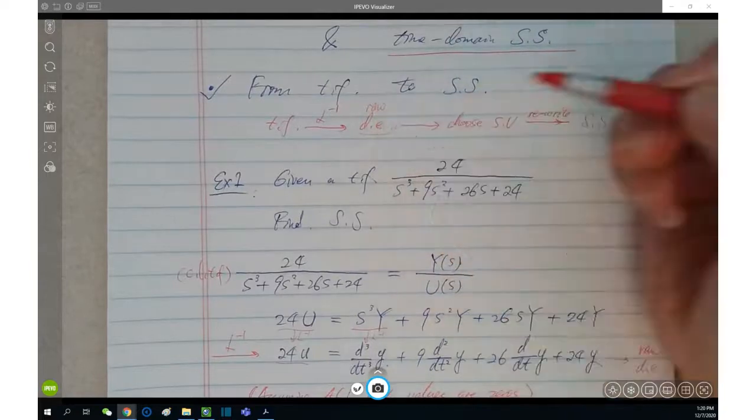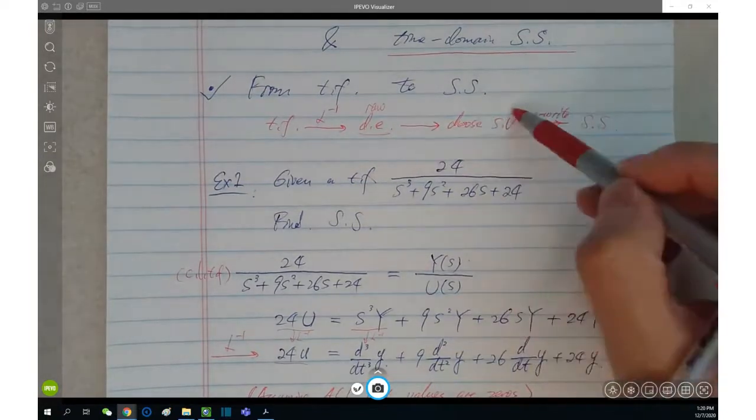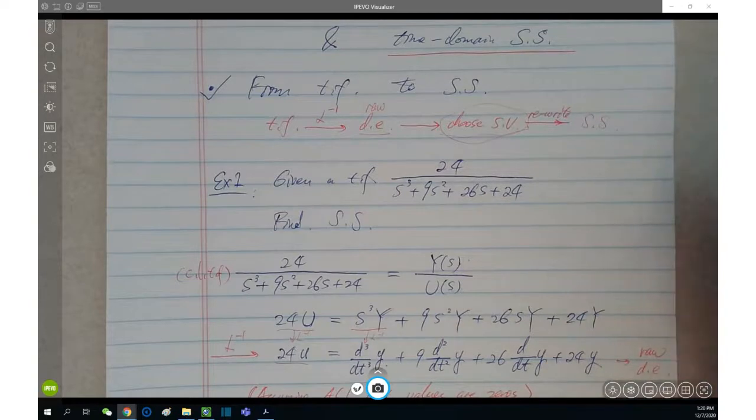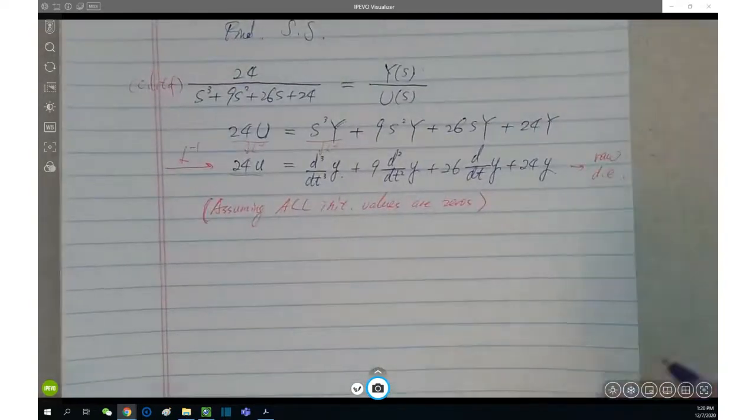And from now on, it's the new thing you need to learn: how to choose the state variables and how to rewrite the raw differential equation into the state space. Okay, this is new. Start now. How to do it?